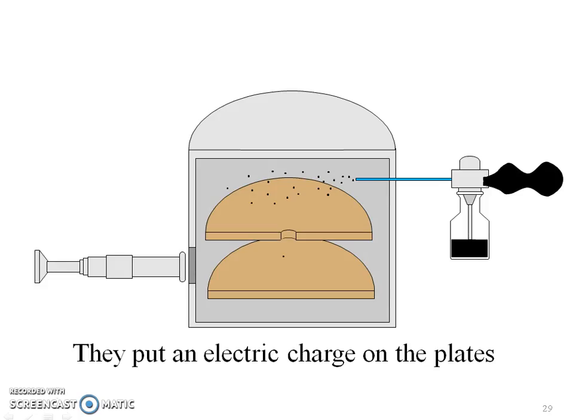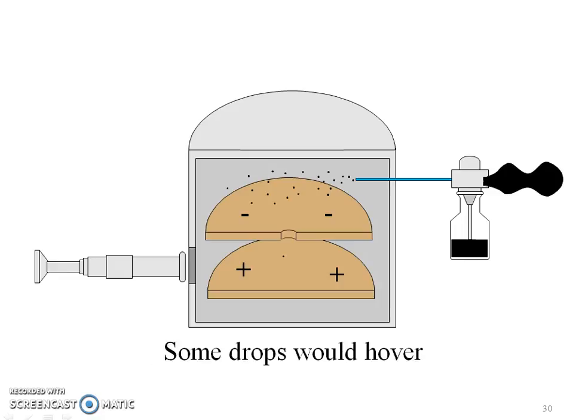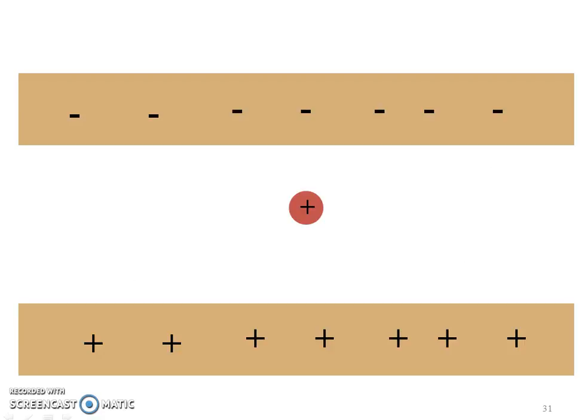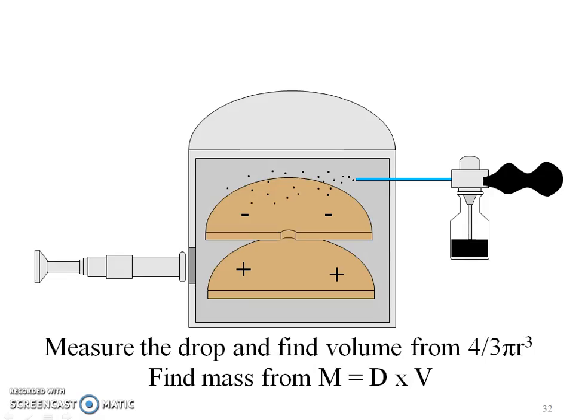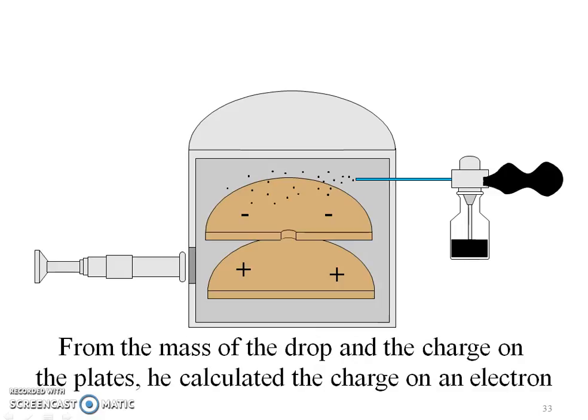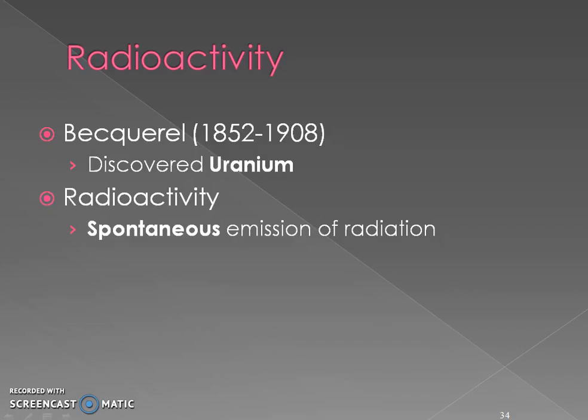So we put a charge on the plates, a negative and a positive charge on the plates. So some drops would actually hover, okay, they just kind of stay in the middle there. And then he measured the drop and found the volume, and then he used the density formula, rearranged it to do mass equals density times volume. So from the mass of the drop and the charge on the plates, he could actually calculate the charge on the electron. Pretty interesting.